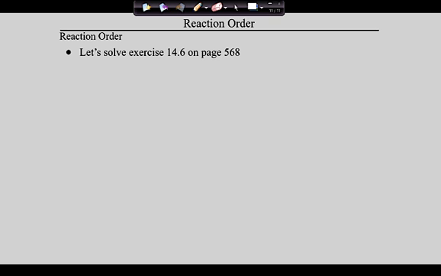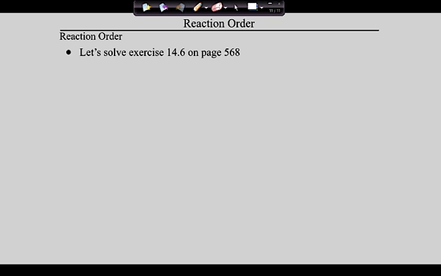Here's what it says. The initial rate of A plus B turning into C is measured. Using the data, first of all, determine the rate law for the reaction, then figure out the rate constant, then figure out the rate of the reaction when A and B are these. So guys, the first thing that we've got to do, part A, is write the rate law.